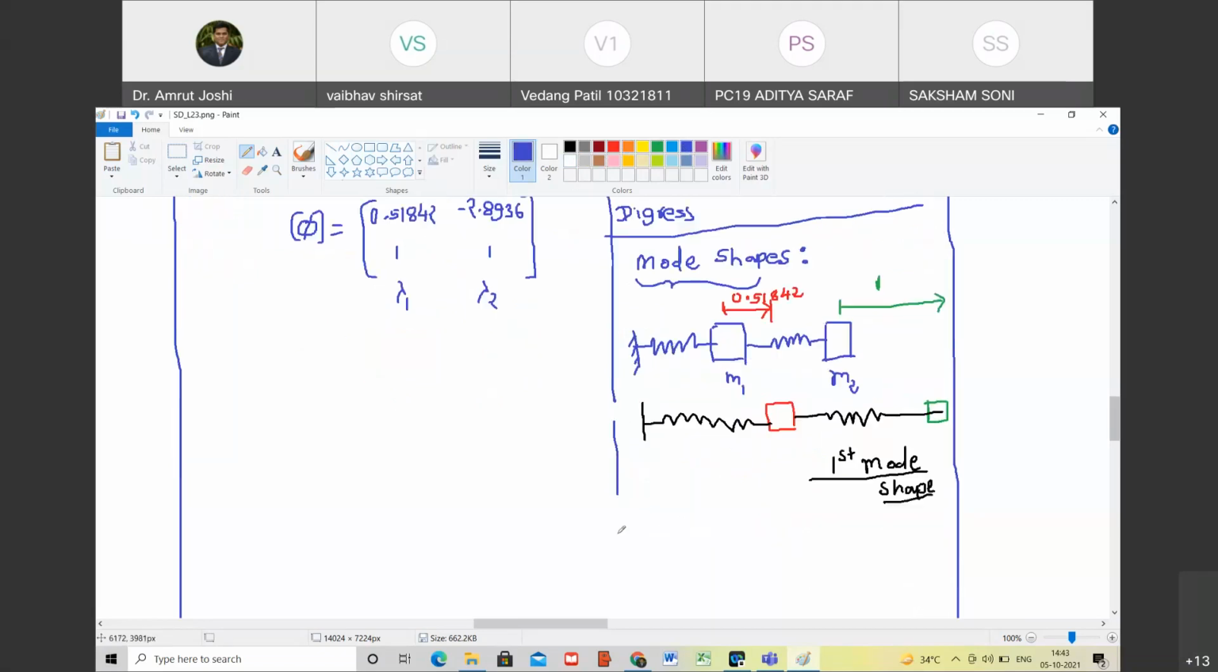मतलब यहाँ पे देखो. If I move this towards left, इसको towards left move किया मैंने, कितने अमाउंट से? 0.51842. Happy? Yes, sir. So therefore, where is M1 now? M1 is here. And M2 को भी towards left 1 unit से move किया. Are you with me? Okay. So M2 moves by 1 unit. It comes somewhere here.